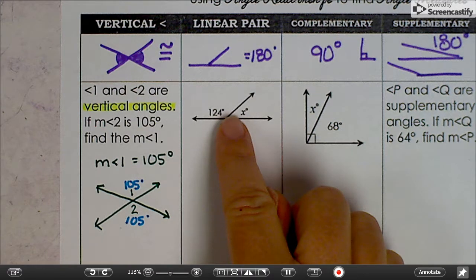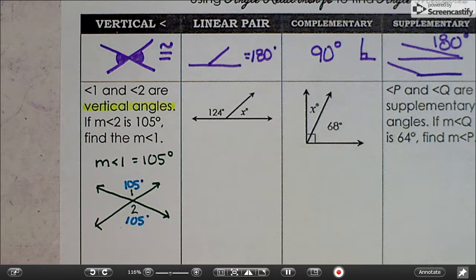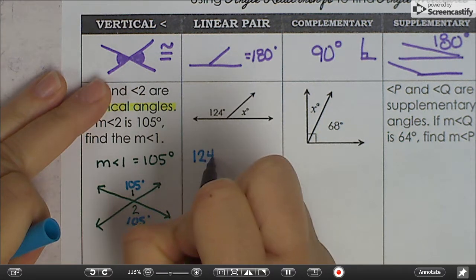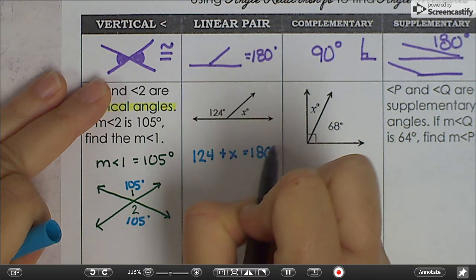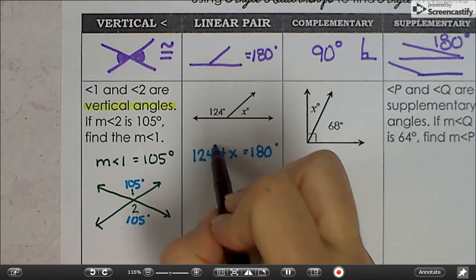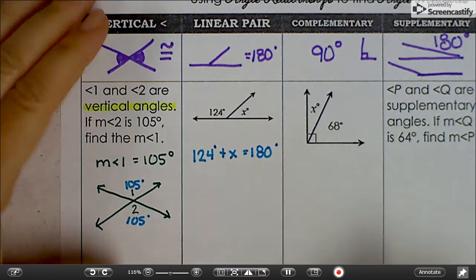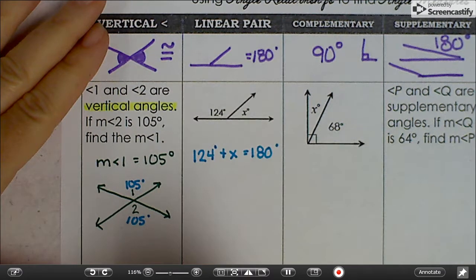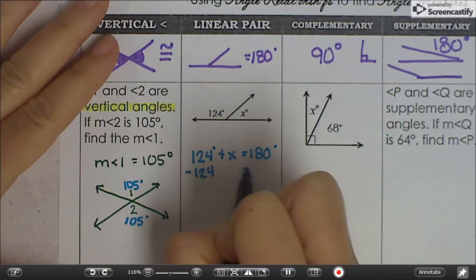The other one doesn't have any words, so we're going by the picture. They're adjacent and on a line, so that means these have to add up to 180. So you would write an equation, 124 plus x equals 180 degrees. You're probably supposed to put degrees here. I kind of leave that off a lot, which is wrong, but you'll get used to it. Okay, and then you just have to solve that equation. So I'm going to subtract 124 from both sides.